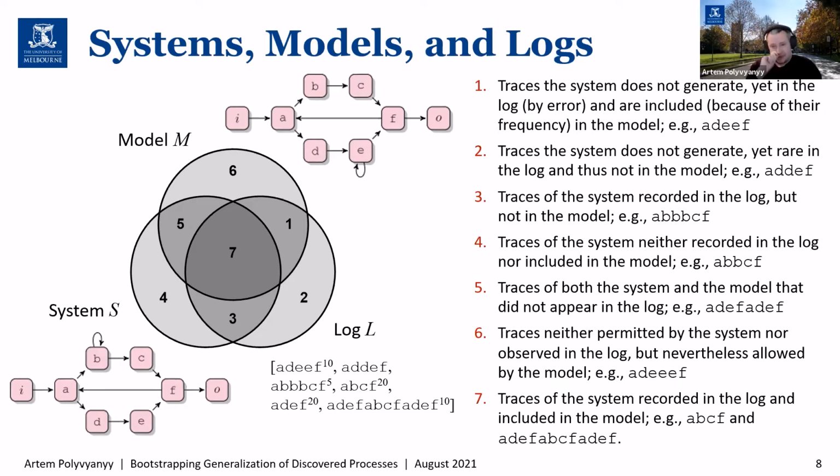Well, because maybe they were frequent traces in the log, and the discovery algorithm that was used to construct a model from the log decided, okay, it's a frequent trace, it's an important trace, so let's reflect that trace in the model. But it was not a trace supported by the system. Okay, so that's kind of the setting.